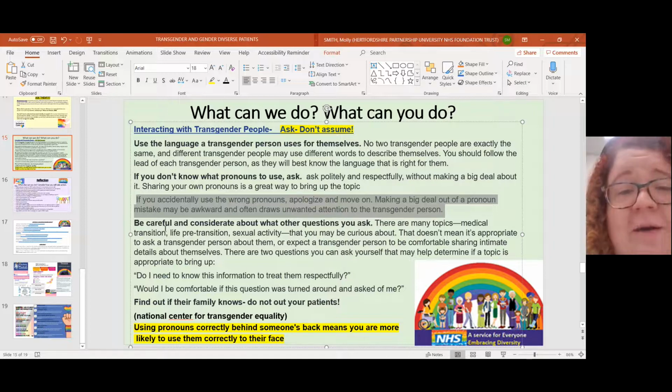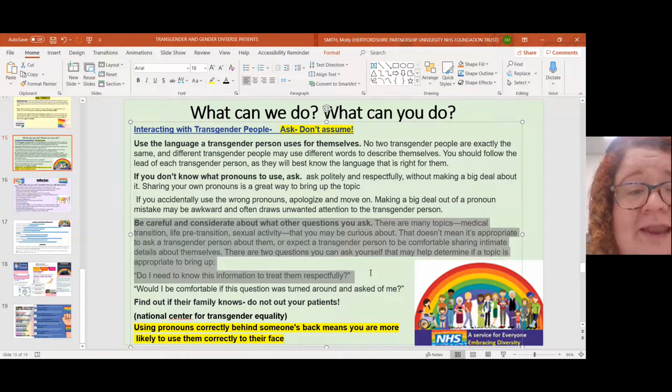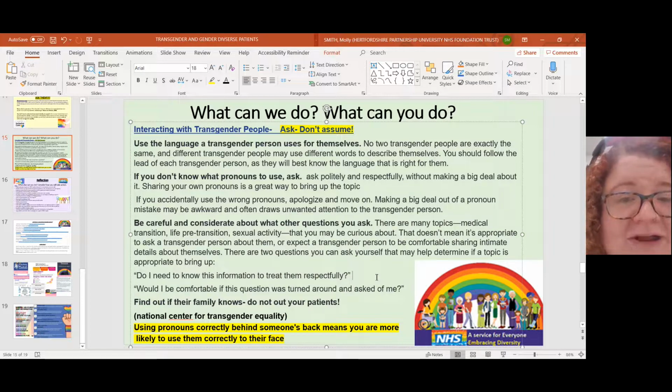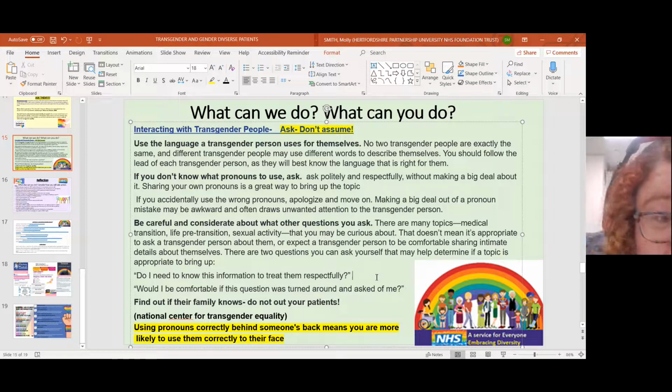Be careful and considerate about what questions you ask. Again, there are many topics that are very personal. I certainly wouldn't want you to ask what genitals I have or how I have sex. It doesn't mean it's appropriate for you to ask someone in the LGBT community those questions too. It may be appropriate if you're a GP or if you're from a sexual health service and you're talking about sex or genitals to ask those questions. But if you're working in a setting like me, mental health, it's not appropriate for me to ask what's between your legs, because that has nothing to do with your mental health or what I'm treating you for.